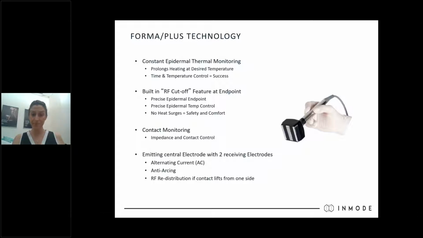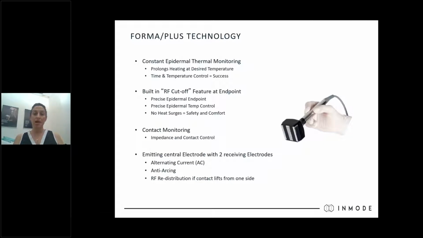Okay, so we're adjusting the cutoff temperature based on what we need. The highest is generally the better, but it has to be tolerable by the patient. What does it mean, the cutoff temperature?